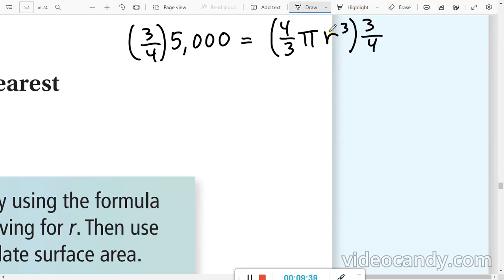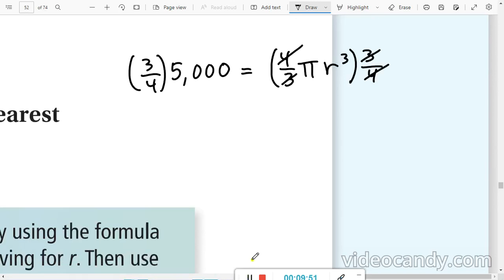All right, so on the right-hand side, it's going to cancel. These are all multiplied. 4 divided by 4 cancels. 3 divided by 3 cancels. Now, we still have pi times r to the third. Okay, so I am going to divide both sides by pi in order to get rid of that. So over here, pi over pi cancels, and r to the third is this mess right here.